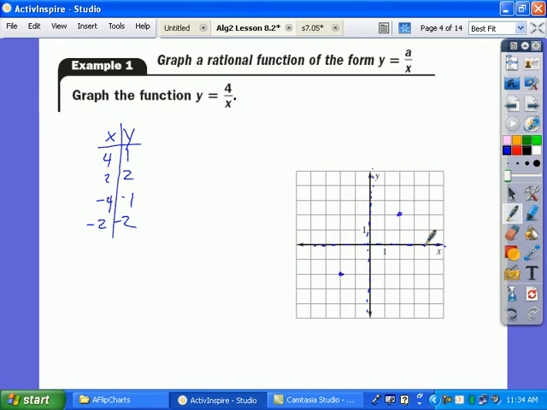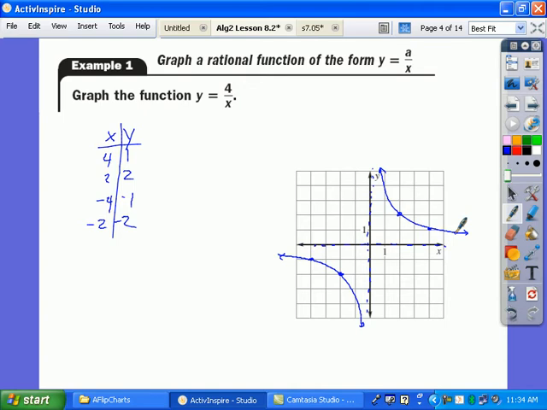And so the graph of this guy looks like this and this. The shape has a name. It's called a hyperbola. Hyperbola. The two pieces are called branches. So we call these each branches. And this is a rational function. Okay, your graphing calculators will graph these.